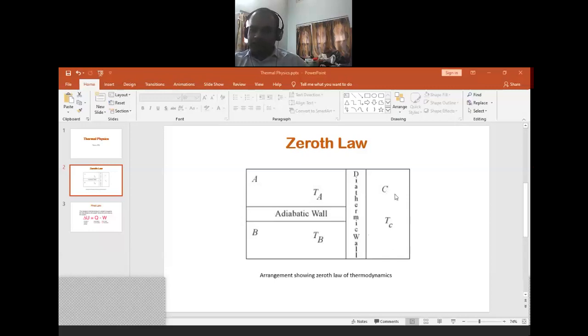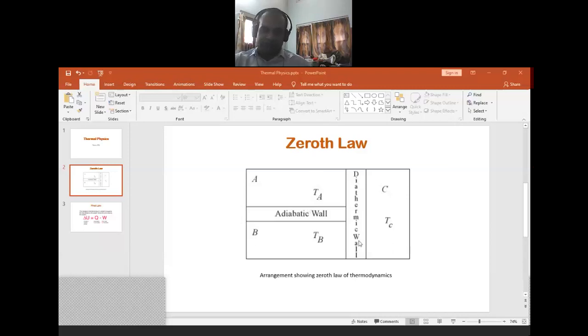After a while, A and C will get thermal equilibrium. Thermal equilibrium means A's temperature becomes equal to C's temperature. So TA is equal to TC. That is equation 1. Separately, the temperature of B will be equal to the temperature of C, because heat will pass through this diathermic wall between the two thermodynamic systems B and C. That means equation 2 is TB equal to TC. So finally, since TA equals TC and TB equals TC, TA will equal TB.